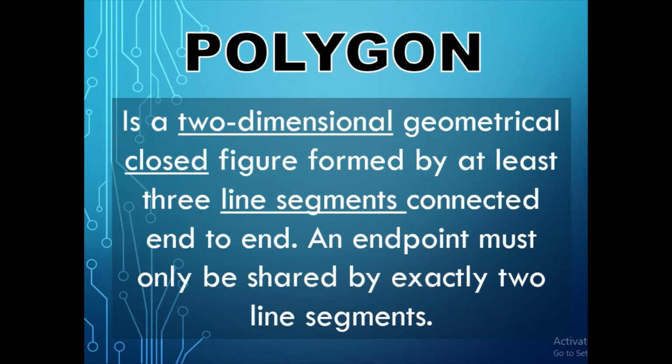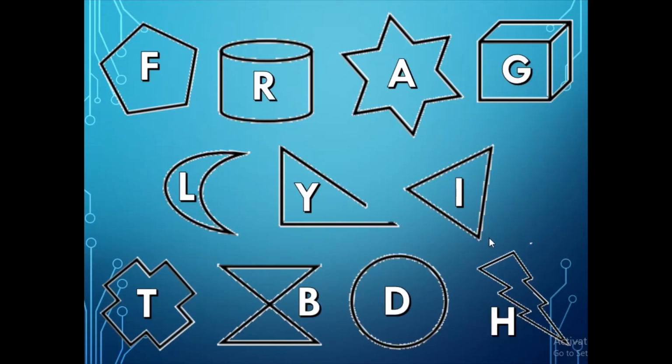It is a closed figure because the line segments must be connected to one another, but these line segments, which are always straight lines, should be connected end to end. So in this set of geometric figures, we can actually identify 5 polygons. And which are those? Figure F is a polygon. Same with figure A, figure I, figure T, and figure H.